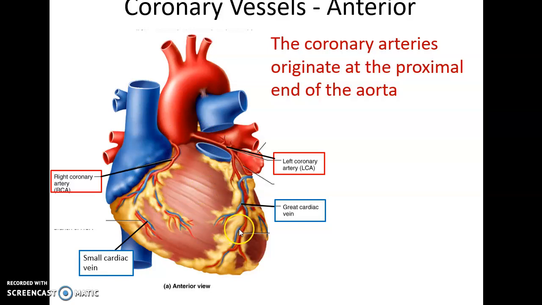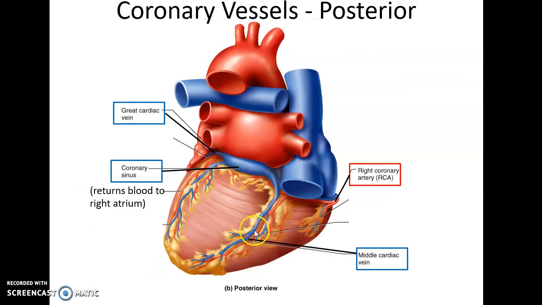Then we have a collection of cardiac veins, the great cardiac vein, the small cardiac vein, and in the back, the middle cardiac vein. We're going to refer to those three collectively as the cardiac veins. All the cardiac veins carry blood from the heart back to the coronary sinus. So the coronary sinus is the main vein of the heart's coronary circulation that carries blood to the right atrium. So coronary sinus is a vein. It empties into the right atrium.